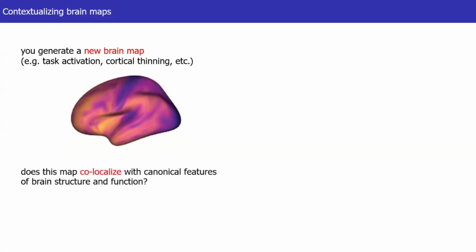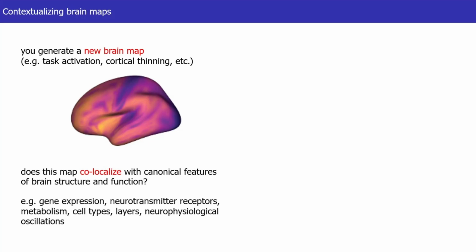Does it co-localize with any canonical features of brain structure and function? The reason you want to know this, well, first of all, what I mean by that is things like gene expression, metabolic markers, different layers, neurotransmitter receptors, and so on. The reason you want to know this is, A, you want to understand something about the underlying mechanism, what gave rise to this pattern that you're seeing. And B, you want to know what the next set of steps are going to be for your follow-up experiments.